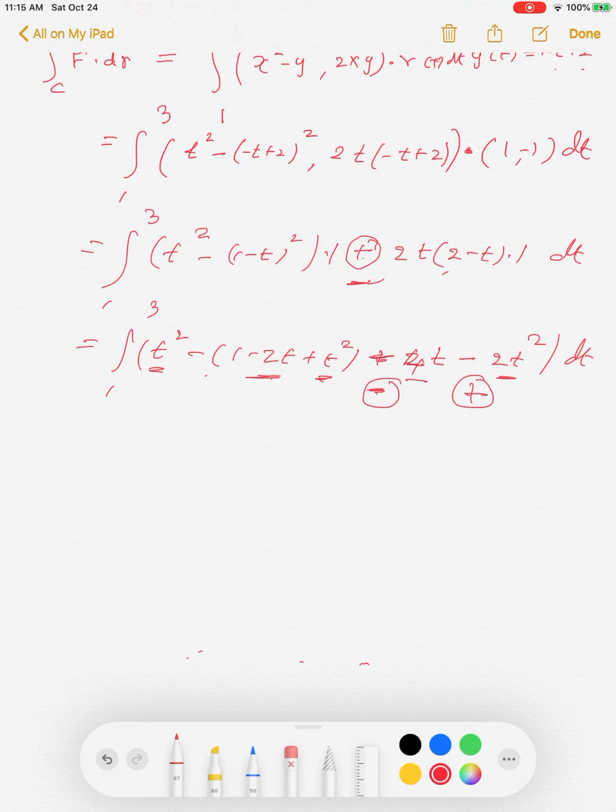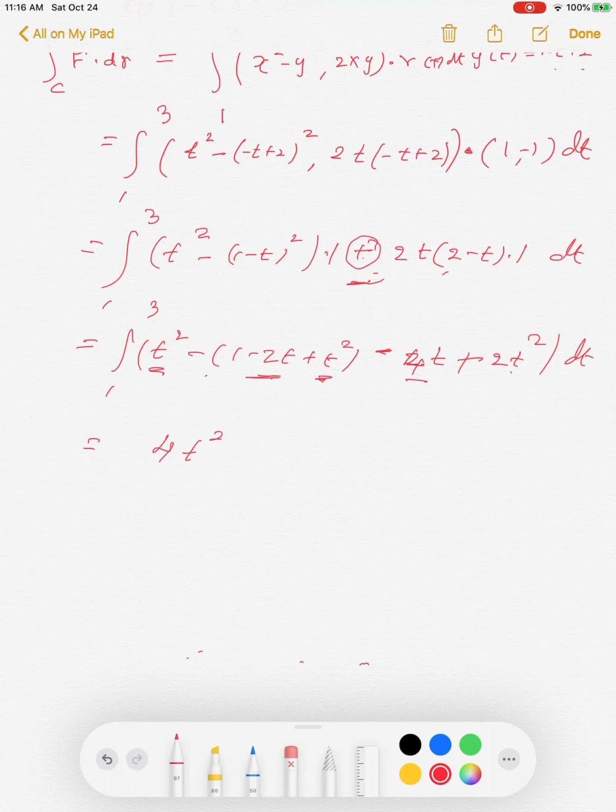So I get minus. This sign becomes minus, isn't it? So this sign becomes minus. So let me correct this. This is minus, and the other thing will become plus. Now everything should be okay.